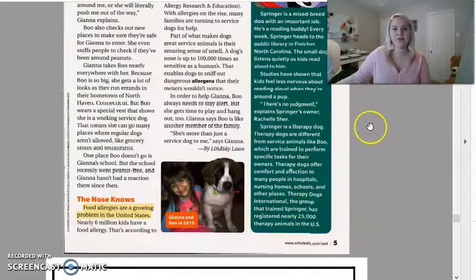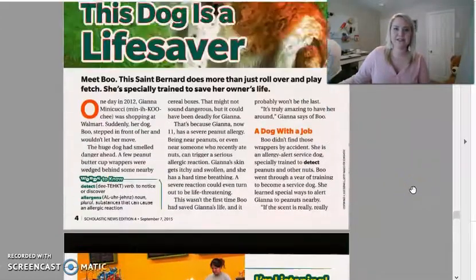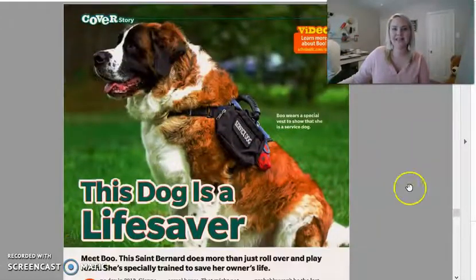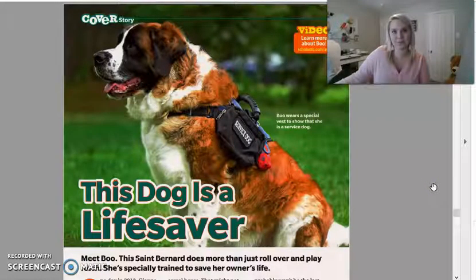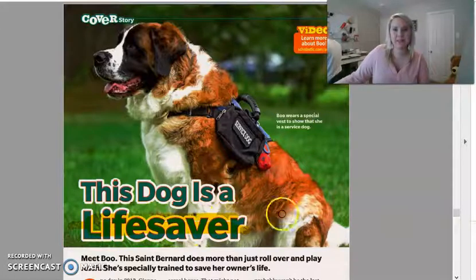When we're looking at our text, it's always very important to scan it at first so we can identify the genre. I can tell based on those text features that this is going to be informational. And the author's purpose of an informational text is to explain or give information about a certain topic. So we're going to look at the title. It says, "This dog is a lifesaver." So right away, I know that this is probably something important, that the dog is a lifesaver.